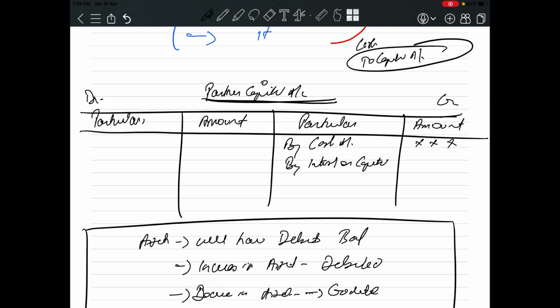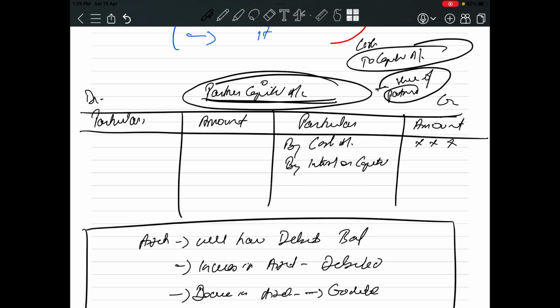Now if a partner gets any salary, it is a gain for the partner, but it is a loss for the partnership firm. This partner's capital account is for the partner, so we have to prepare it from the point of view of the partner. We prepared the P&L appropriation account from the point of view of the partnership firm, but this partner's capital account represents the partner. So when a partner gets interest on capital, his capital balance will increase.